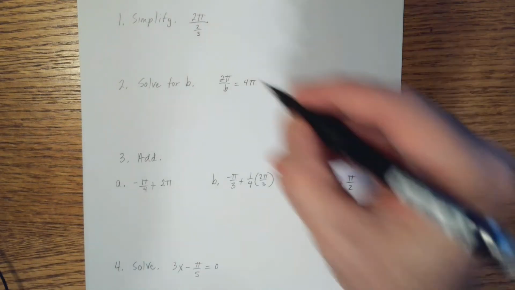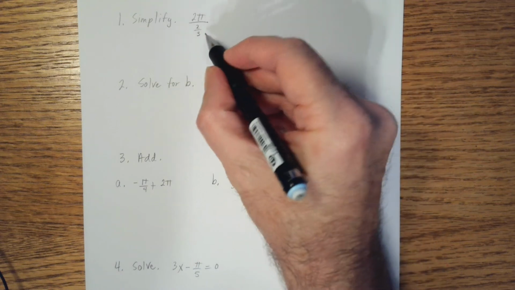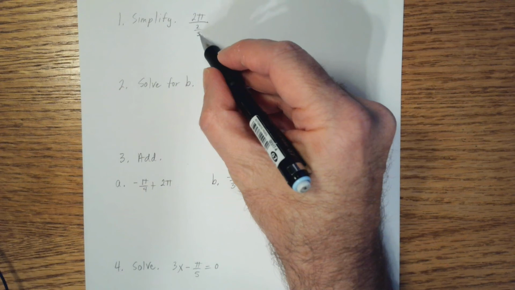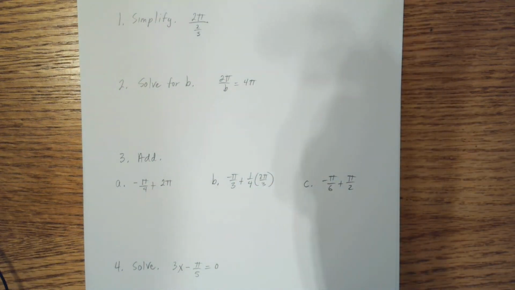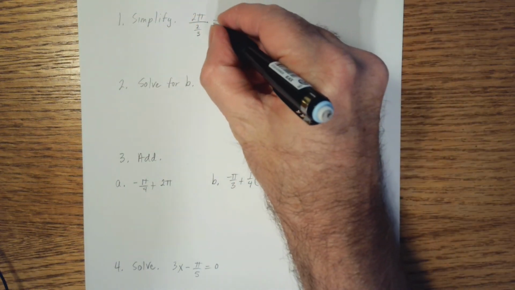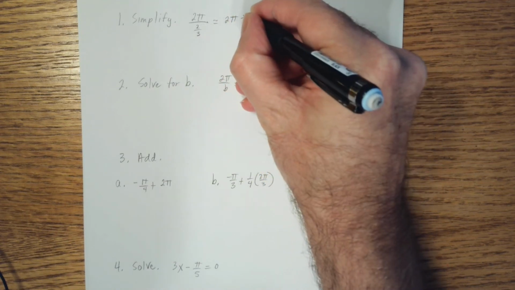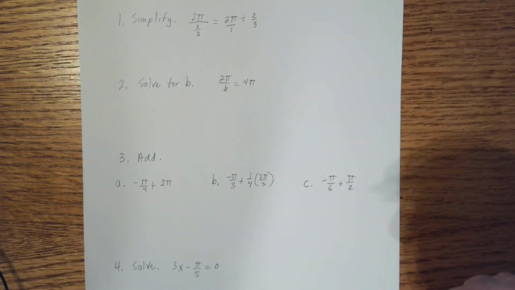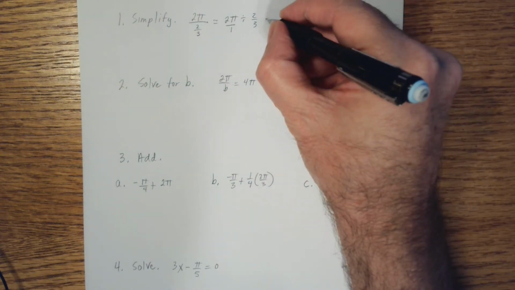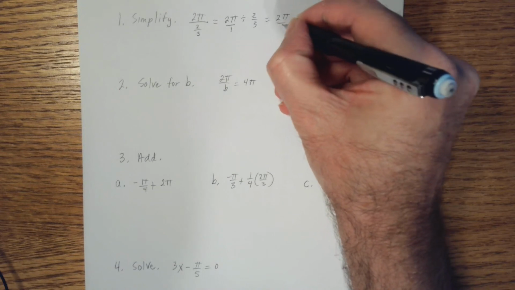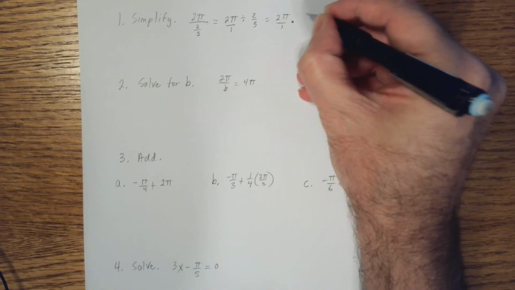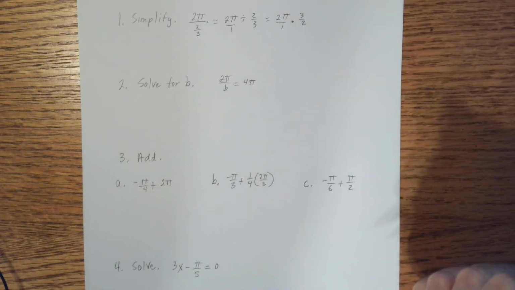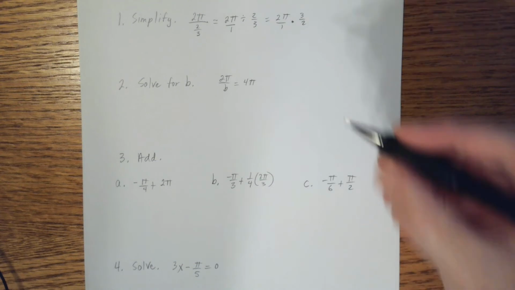So on number 1, this is 2 pi divided by 2/3. This is what we call a complex fraction, where you have a fraction within a fraction. But really, you can just think of this as division. This is 2 pi divided by 2/3. I'm going to write 2 pi over 1. This can be written as 2 pi times the reciprocal of 2/3, which is 3/2. So dividing by a number is equivalent to multiplying by its reciprocal.